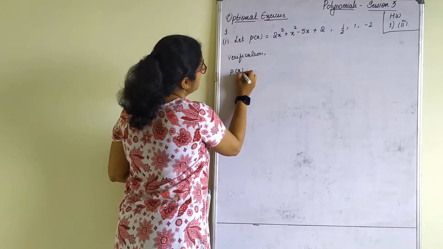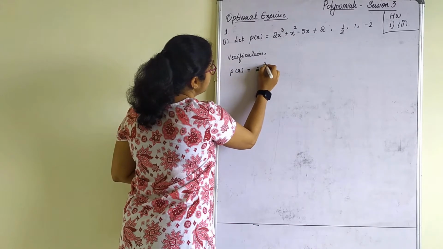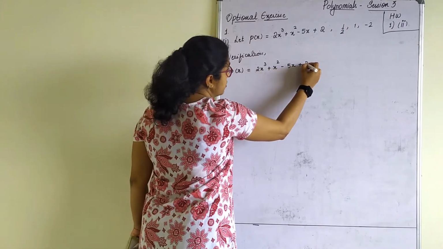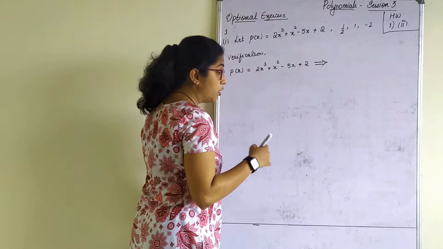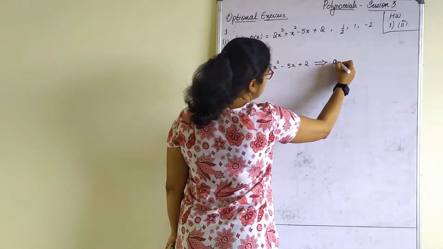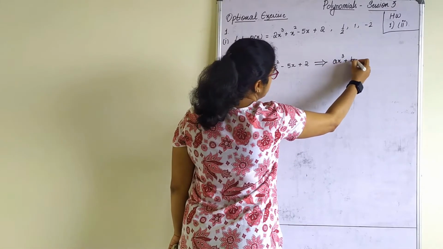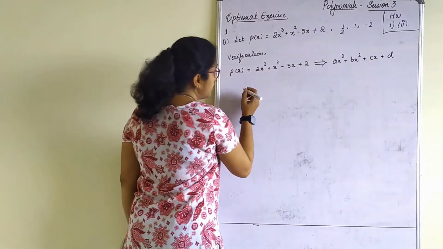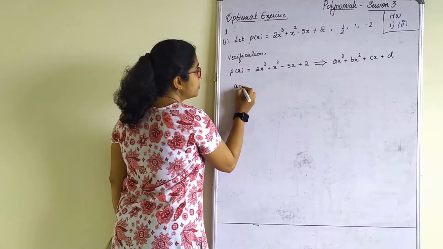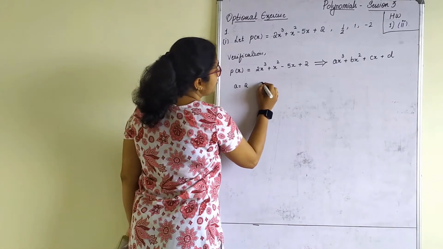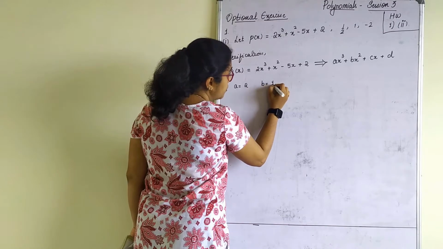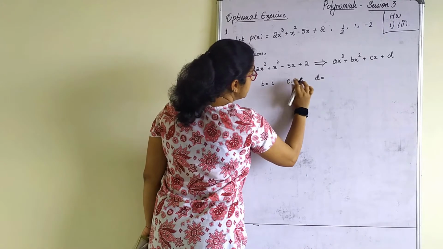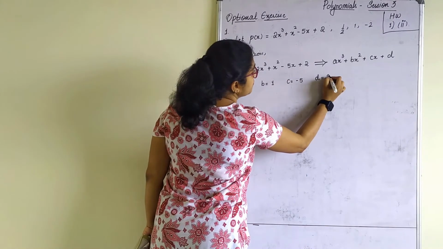So, this polynomial, this p of x is equal to 2x cube plus x square minus 5x plus 2. Compare this polynomial with the standard polynomial, that is ax cube plus bx square plus cx plus d. That means what is your a is equal to here? A is equal to 2. What is your b is equal to 1. C is equal to -5 and d is equal to 2.